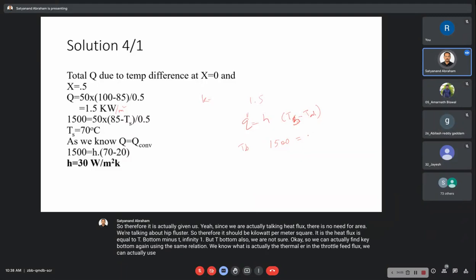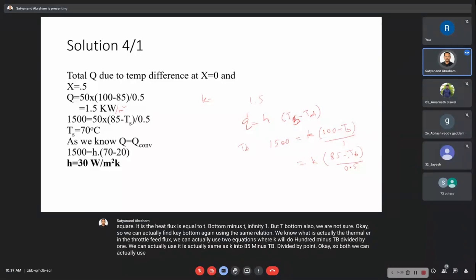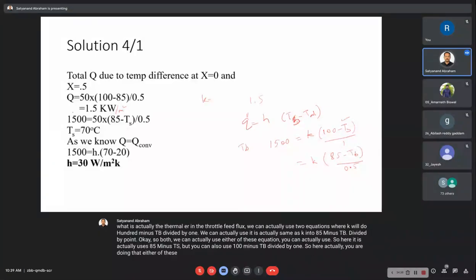We can actually use two equations where K into 100 minus TB divided by 1 is actually same as K into 85 minus TB divided by 0.5. Okay, so both we can use. Either of these equations you can use. Here it is used as 85 minus TS, but you can also use 100 minus TB divided by 1. Either way, you will get the bottom temperature. Here it is given as TS.